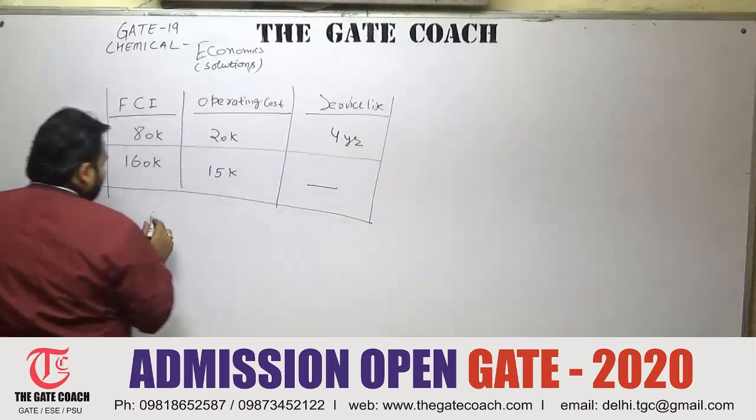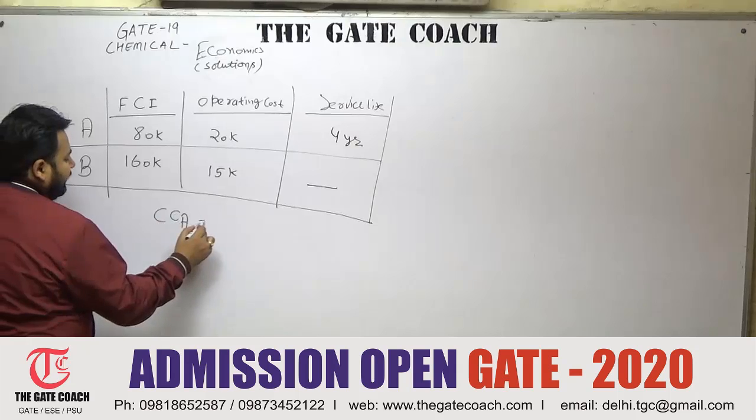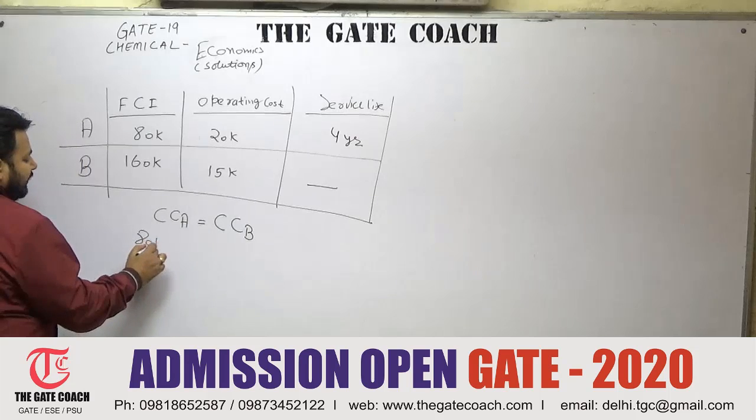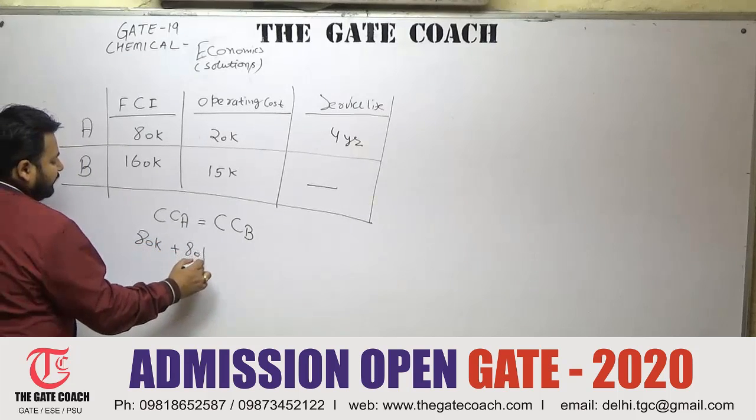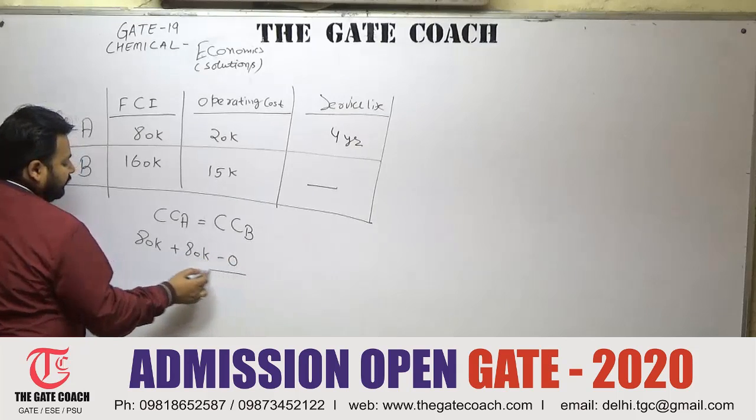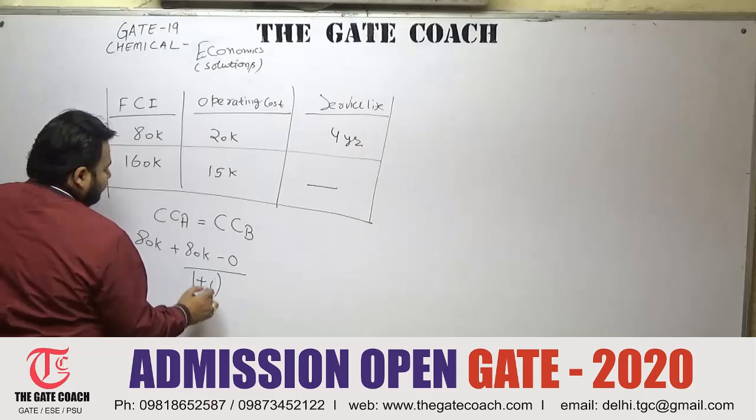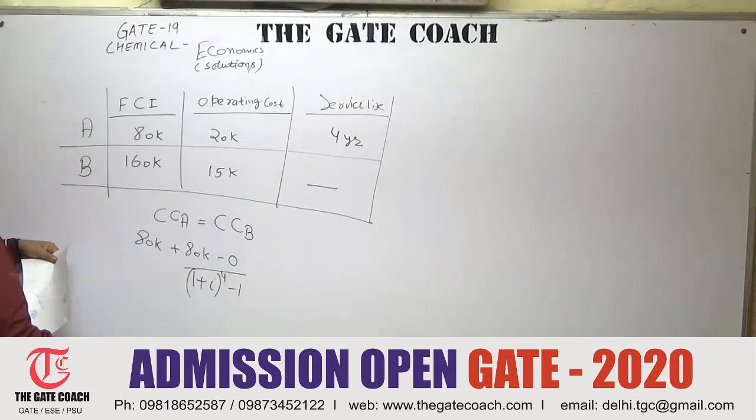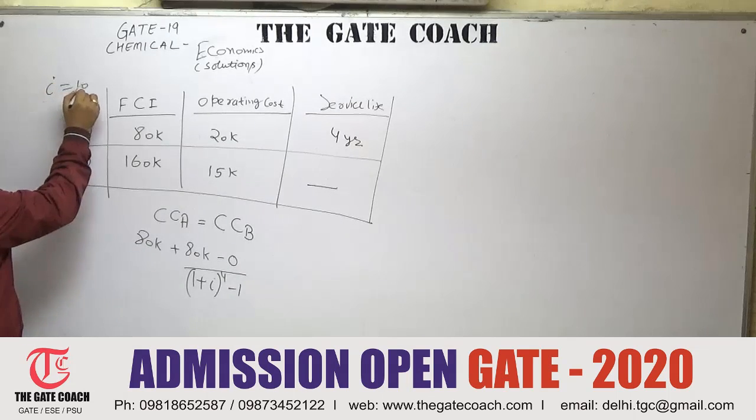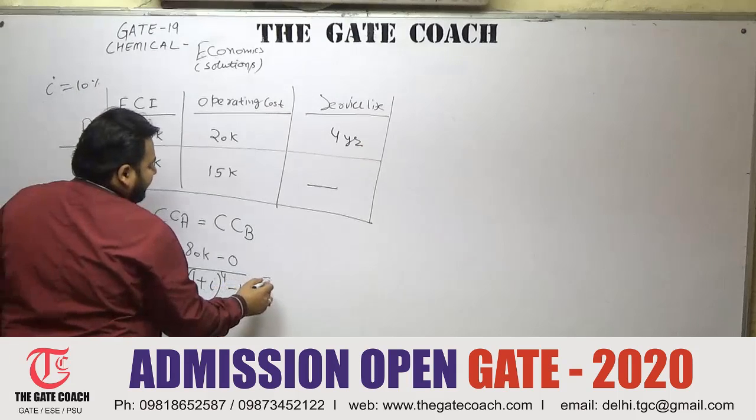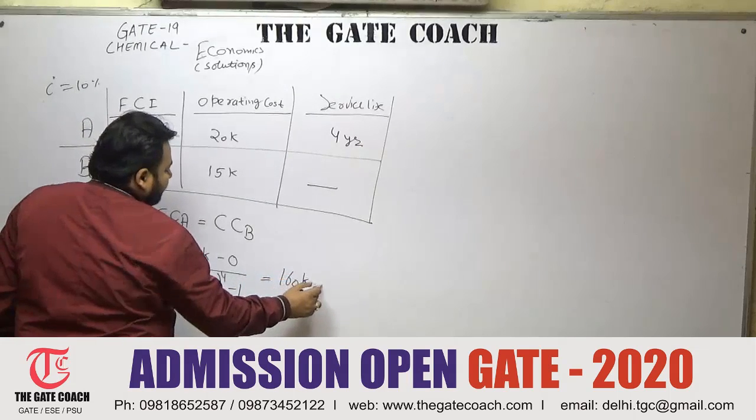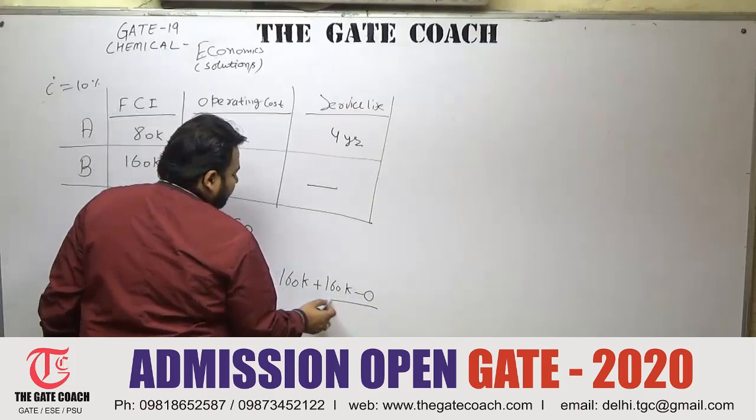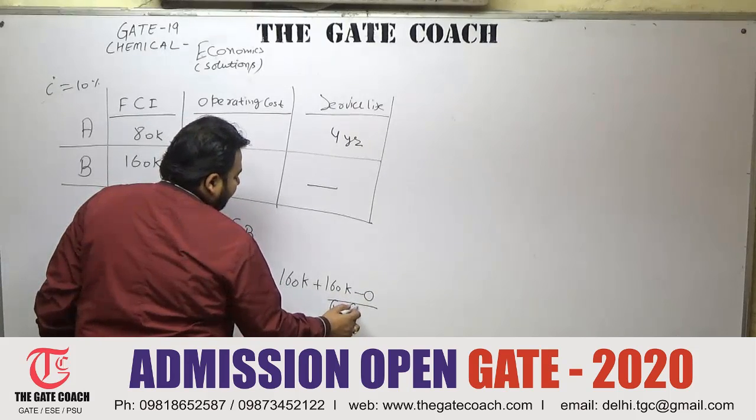Now, let the capitalized cost of scheme A be equal to the capitalized cost of scheme B. Then it means 80,000 plus 80,000, with the salvage value not given so I will take it as 0, divided by (1 plus I) to the power n, where the service life is 4, minus 1. The interest rate for this question is given as 10%. Similarly, the capitalized cost of B will be 160,000 plus 160,000, again with the salvage value taken as 0, divided by (1 plus I) to the power n minus 1.